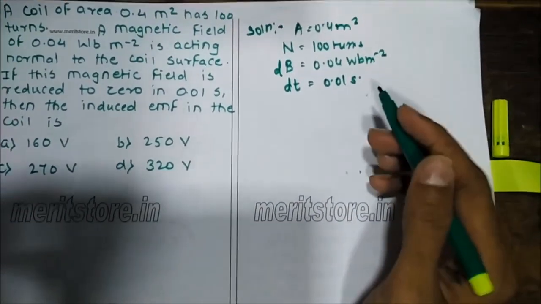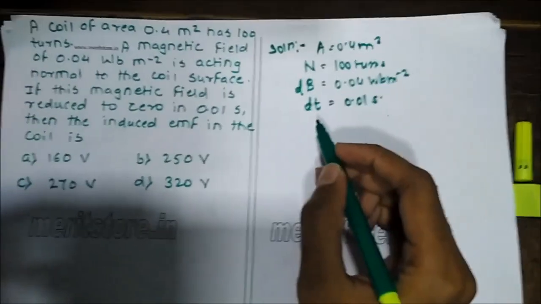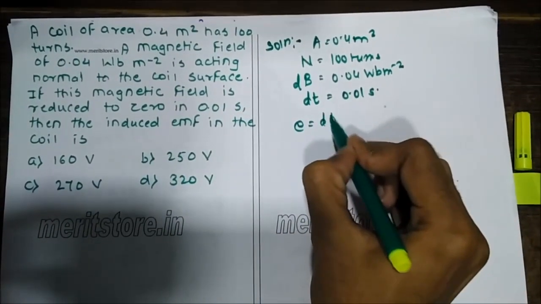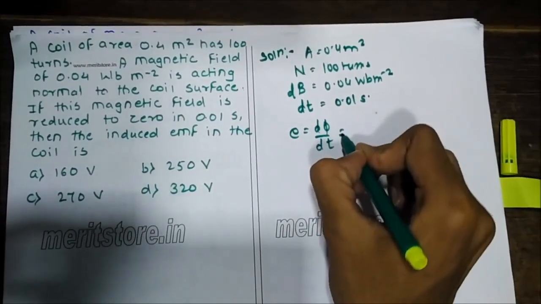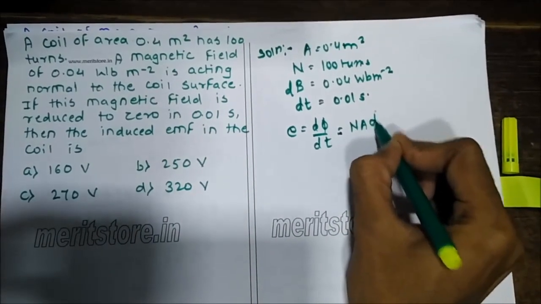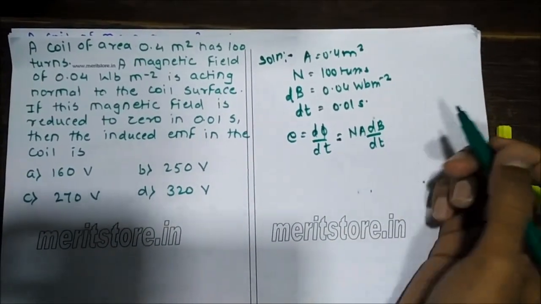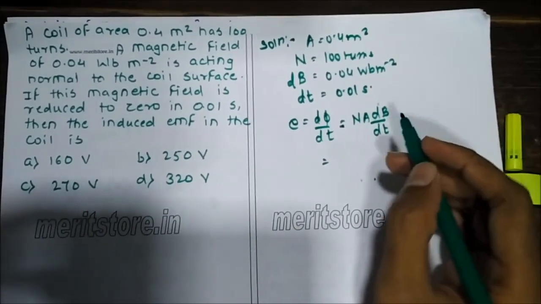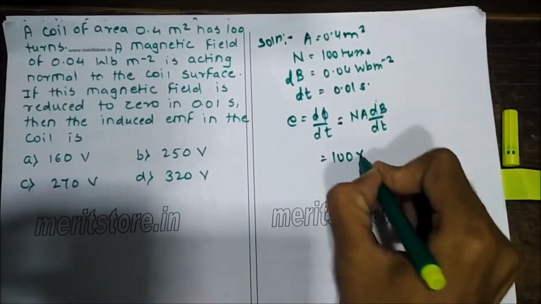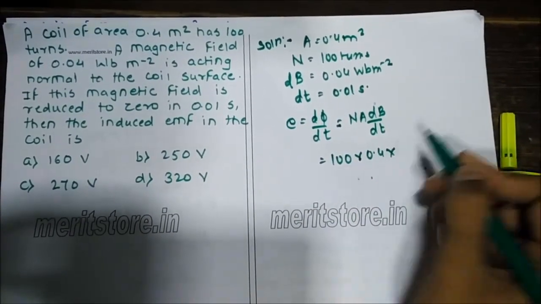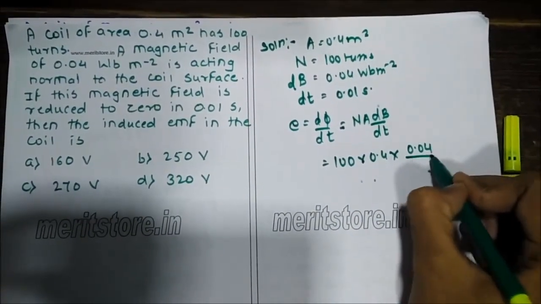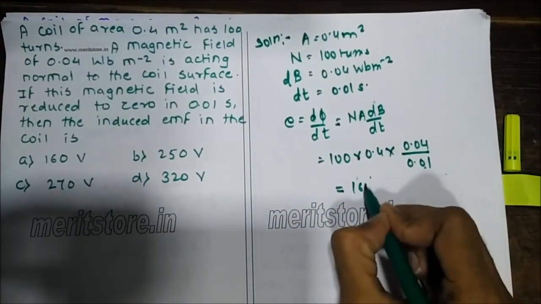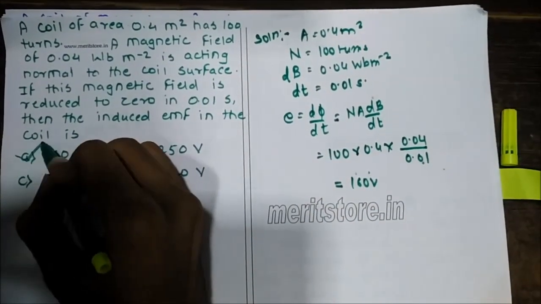that is 0.01 seconds. Now we know that the induced EMF E is equal to the change in the magnetic flux upon time, where the magnetic flux is nothing but NA and the change in the magnetic field upon time, so dB upon dt. So if we place all the values, we get 100 multiplied by the area, that is 0.4, into the change in the magnetic field, that is 0.04 upon 0.01. So the entire answer comes out to be 160 volts, whereas A is the correct option.